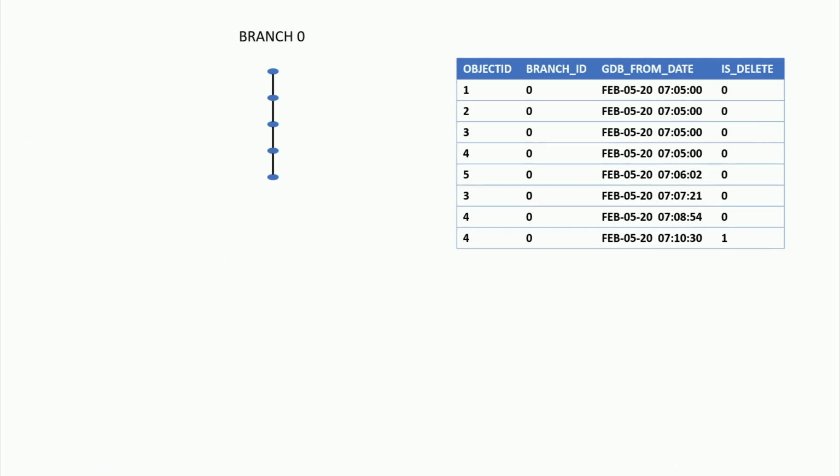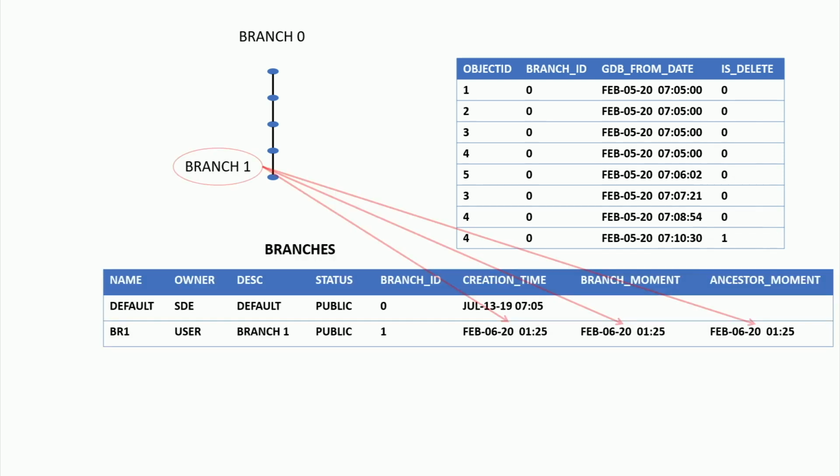Okay. Let's see, here's another example. We're going to do it in a branch rather than in default. Let's say we have 5 features inside default. Then we're going to create another branch, another version. We'll call it branch 1, BR1, which has branch ID 1, and we set the creation time, branch moment, and ancestor moment when we create the branch.